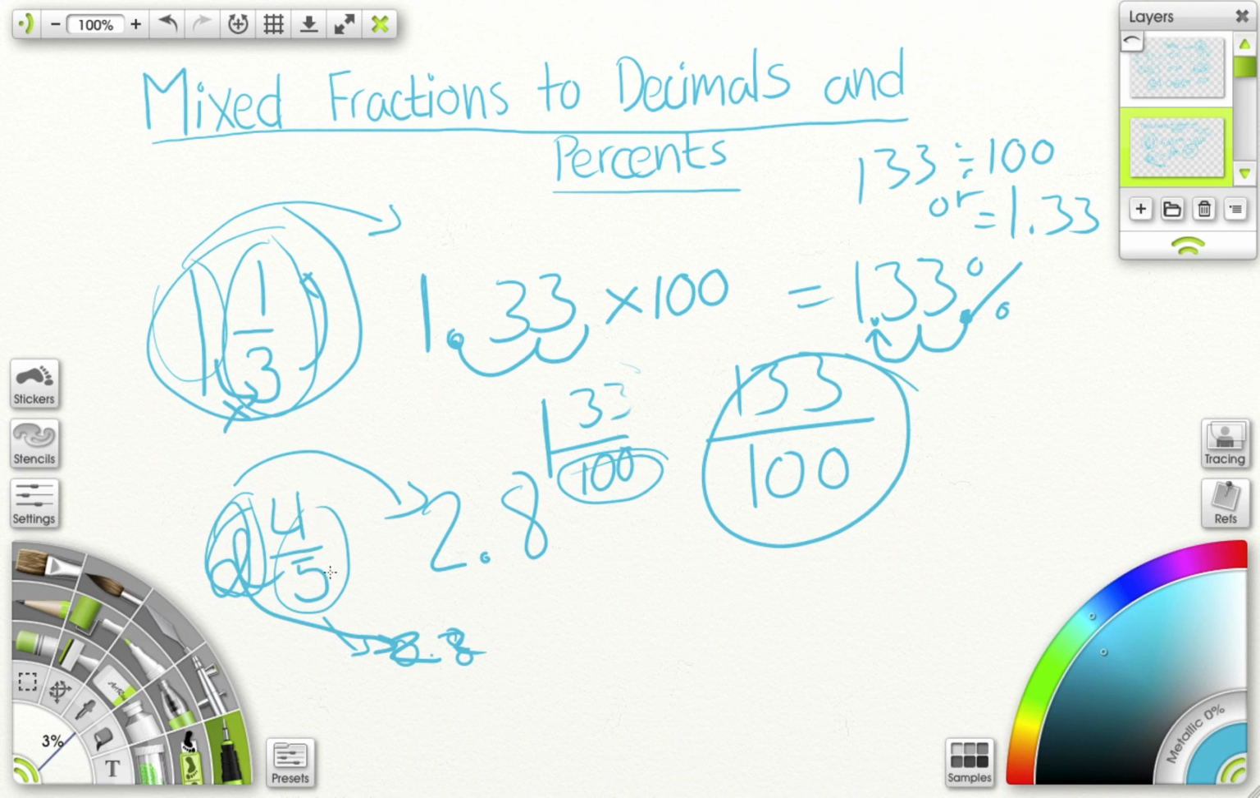The other option is to put this into improper terms and then divide the top by the bottom number. So 2 times 5 is 10, plus 4 is 14, over 5. 14 divided by 5 gives you 2.8.